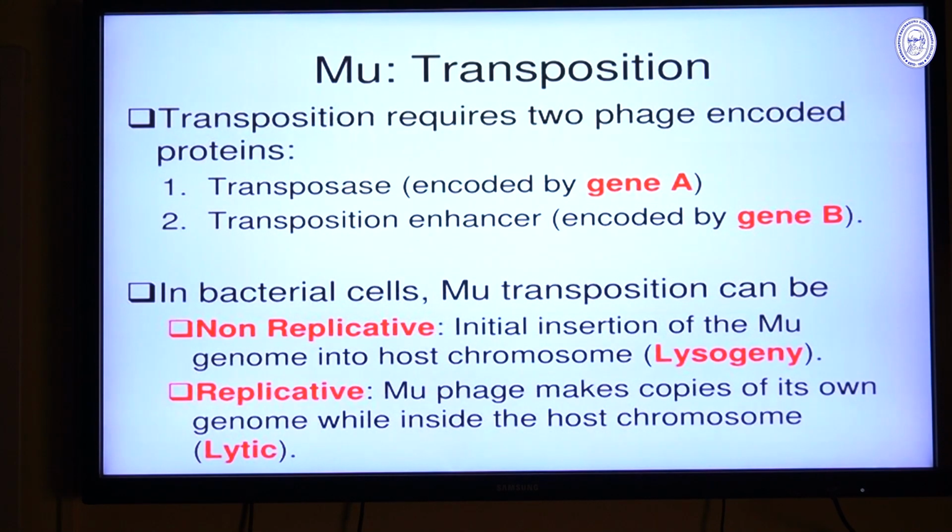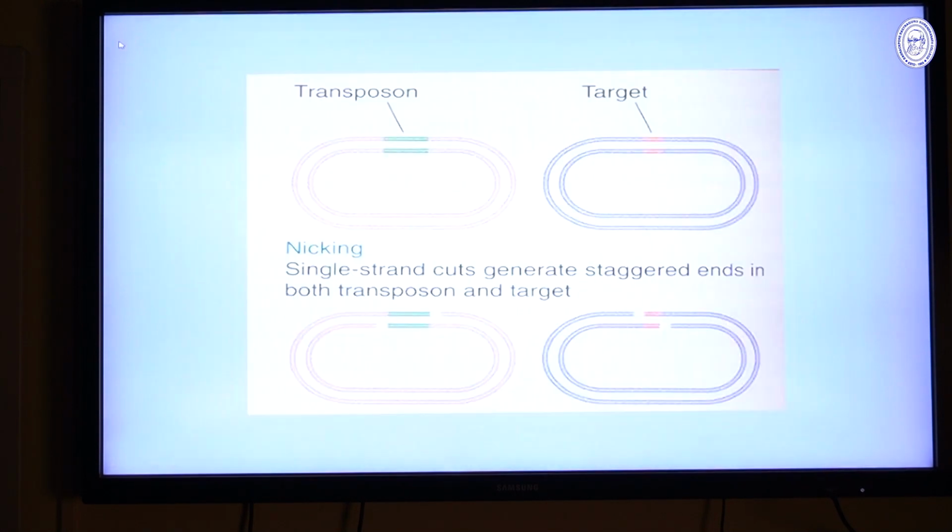One is the transposase, which is encoded by a gene called gene A. I will show you its structure. And another is the transposition enhancer, which is encoded by another gene in its structure, called gene B. Now in bacterial cells, this Mu is actually a phage. So this Mu phage transposition can be non-replicative, leading to a lysogenic mode of lifestyle, or it can be replicative, leading to a lytic phase.